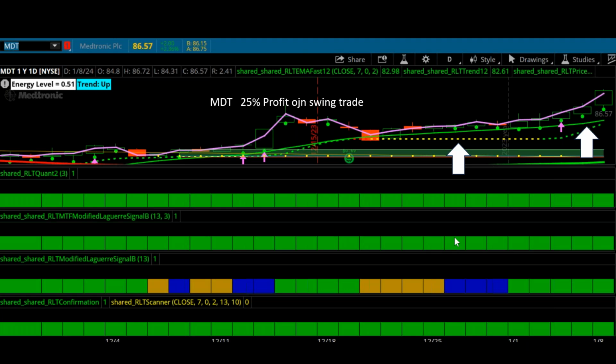Blue and green is bullish. Red and yellow is bearish. The institutions got in here. So now I know the institutions are in the trade. I can see that it's right on the 15 EMA, this little green line. I buy it right here, and I ride this up for 25% profit on a swing trade. And you notice how nicely this thing just kept going up.